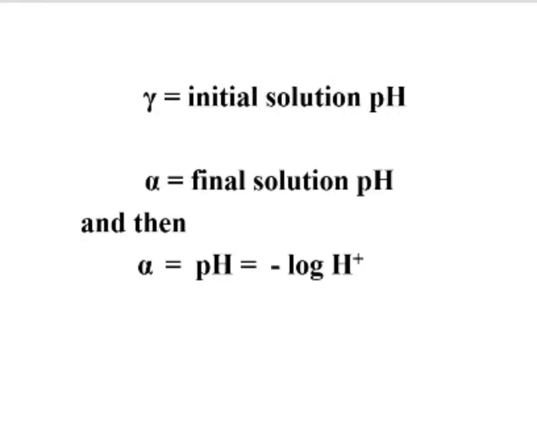Alpha is equal to the pH of the solution, final pH solution to be precise, and it's also equal to minus log of hydrogen ion concentration. We are tagging it to alpha, the final solution pH, because we want to look at the hydrogen ion concentration at the end of the phosphorus removal process.